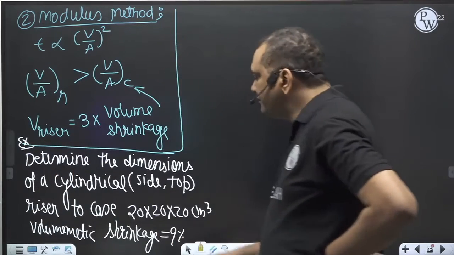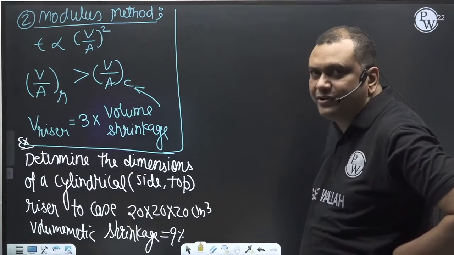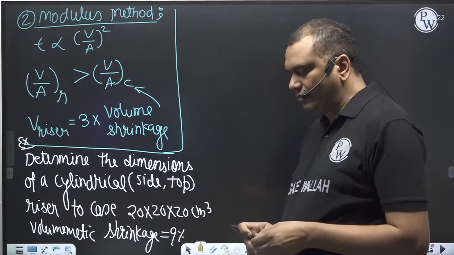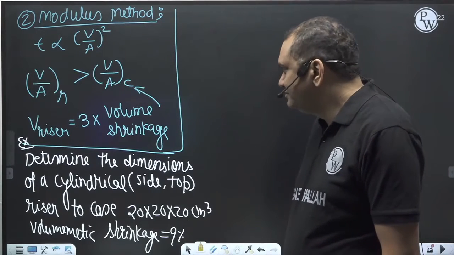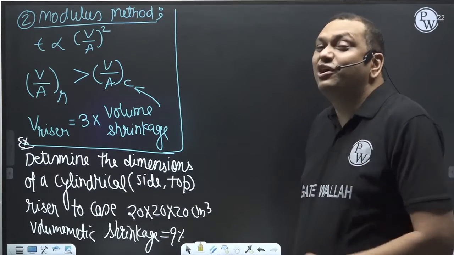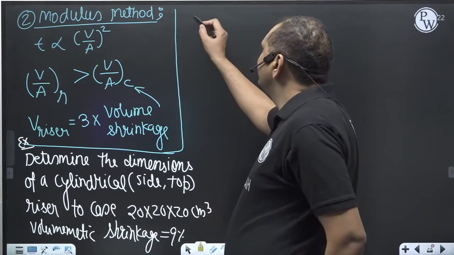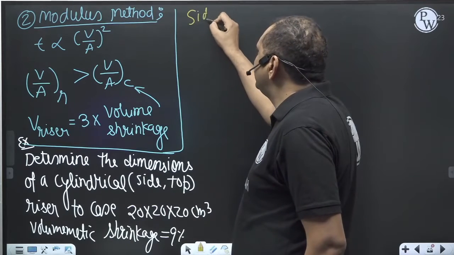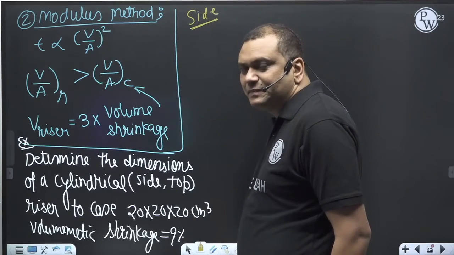So as I told you, when the volumetric shrinkage is given to you, you apply the modulus method. See how the calculations of the modulus method will flow. Let us take first of all the side riser. We will do the calculations of side riser first.